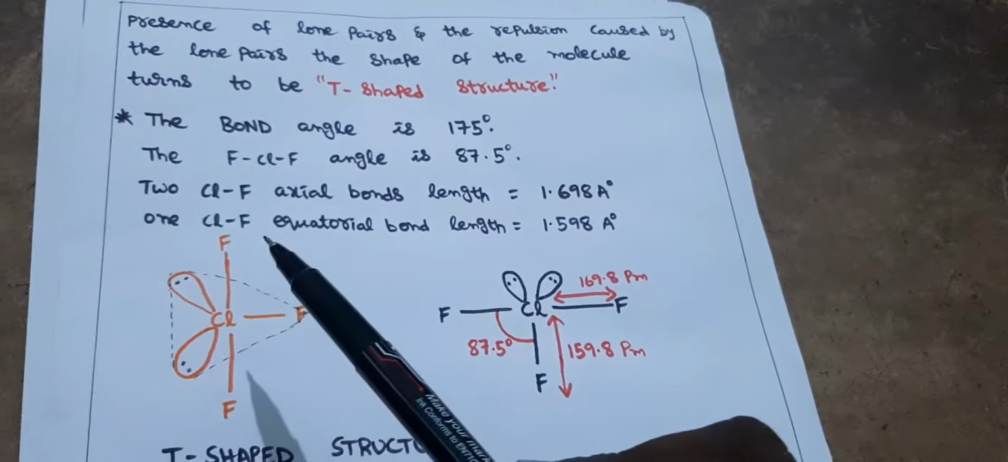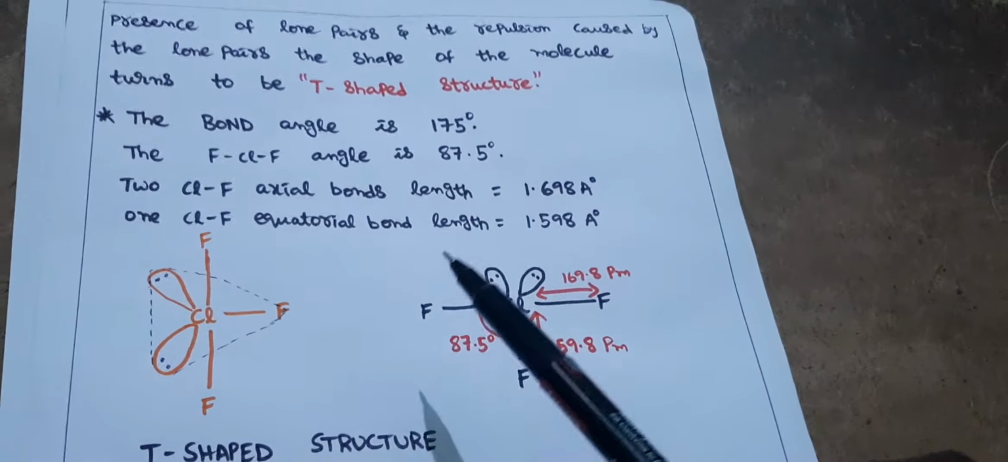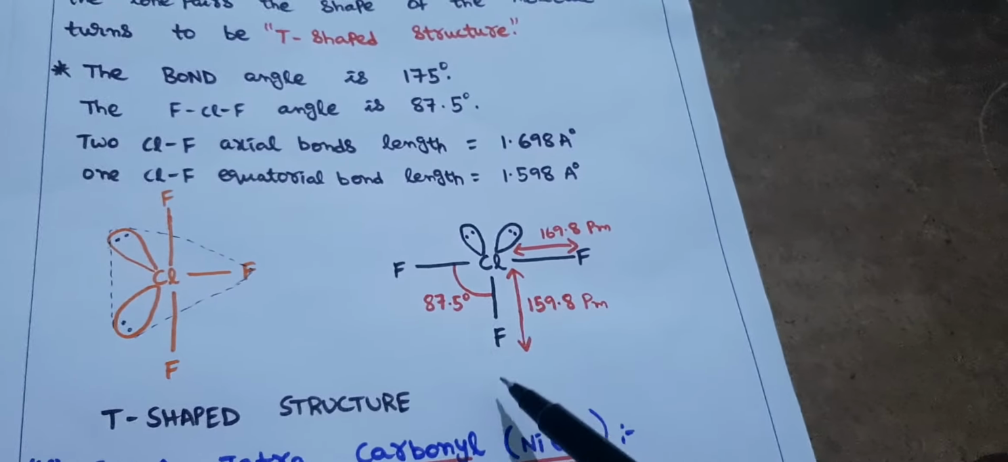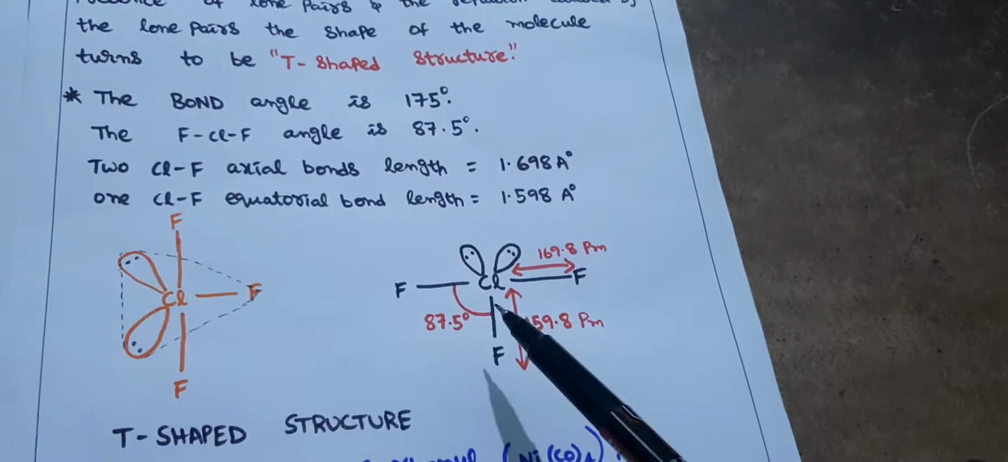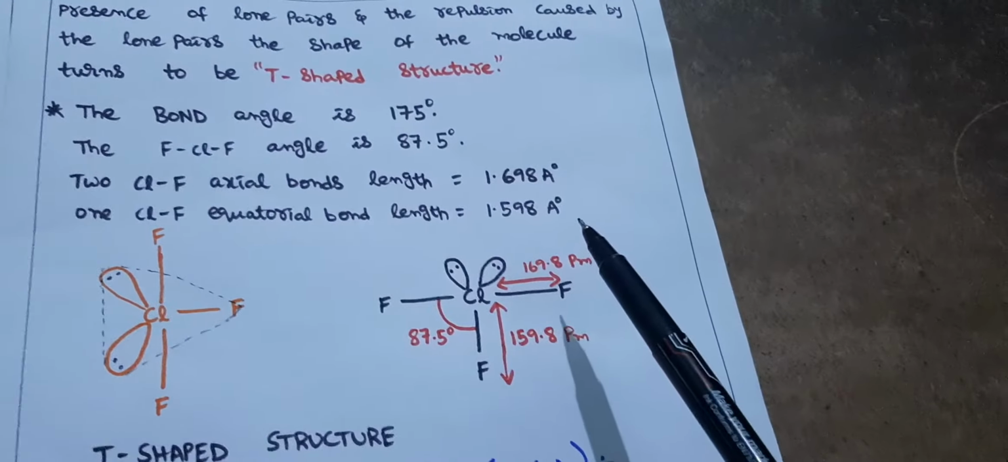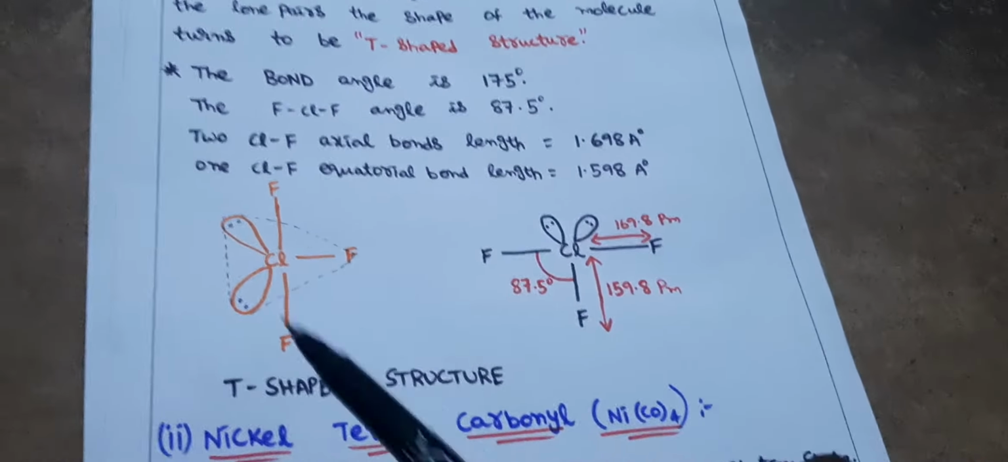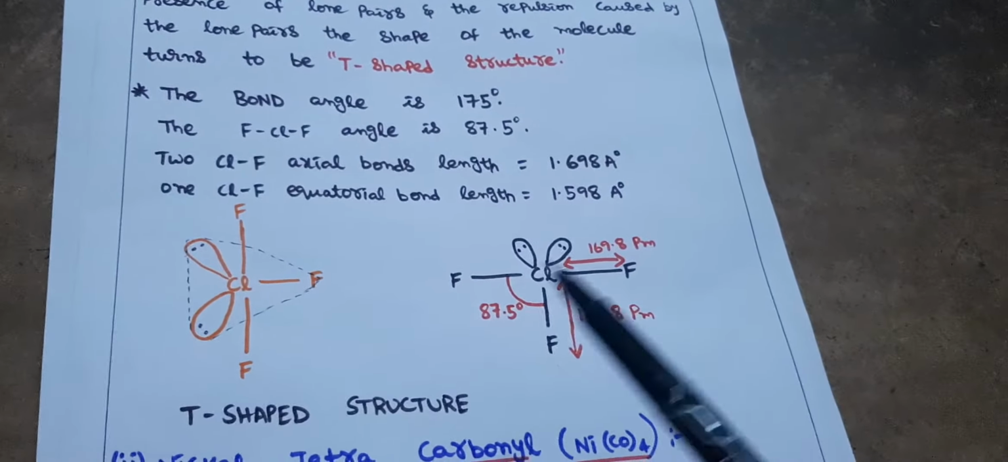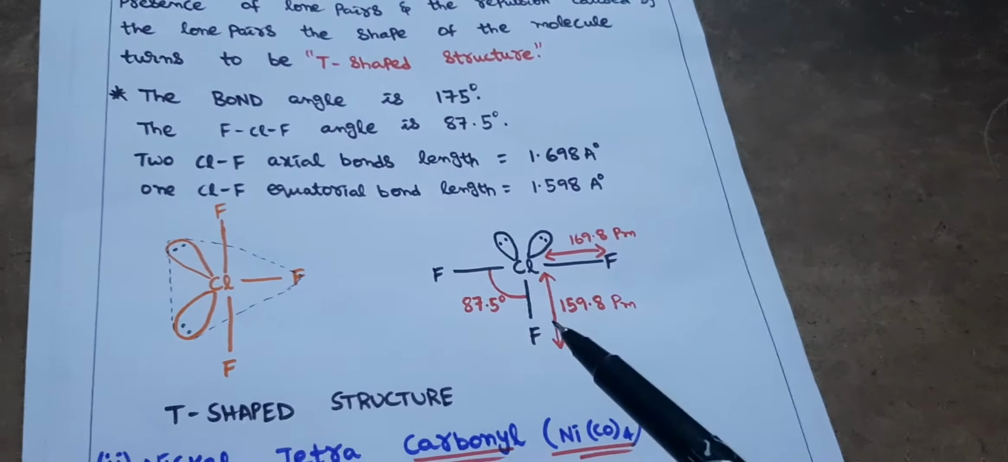And ClF equatorial bond length is 1.598 angstroms. This will be the equatorial fluorine and its bond length is 159.8 picometers or 1.598 angstroms. Both are same. This is the T-shaped structure and this structure was also T-shaped. It was drawn to explain the angles and bond lengths.